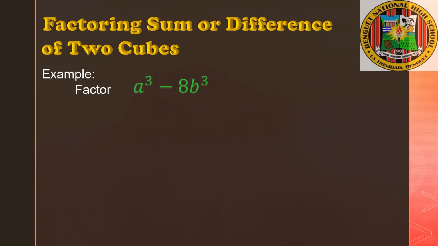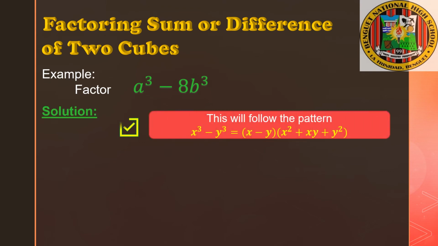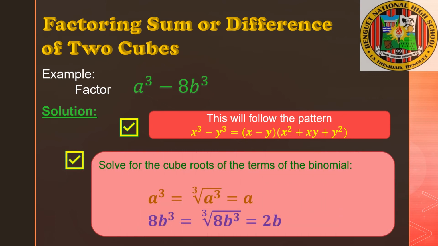Let's see another example. To factor the binomial a cubed minus 8b cubed, we check which pattern we are going to follow. Since the binomial is a difference of two cubes, the factors will follow the pattern the quantity x minus y multiplied to the quantity x squared plus xy plus y squared. Then we solve for the cube roots of the terms of the binomial. The cube root of a cubed is a, while the cube root of 8b cubed is 2b.